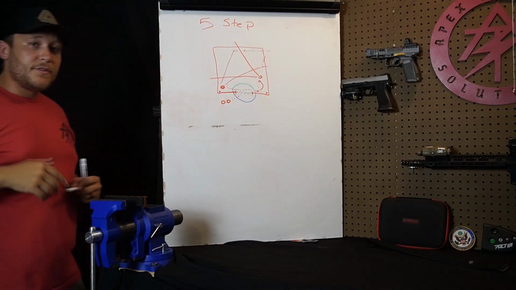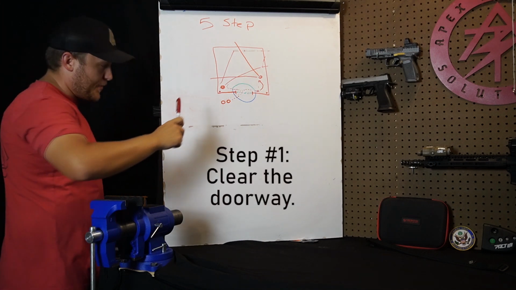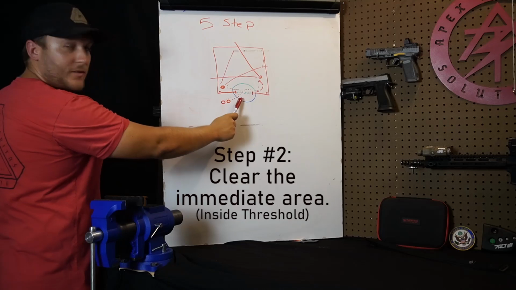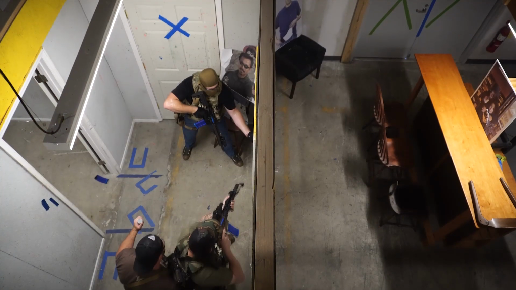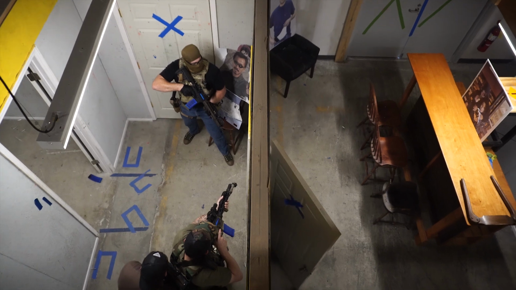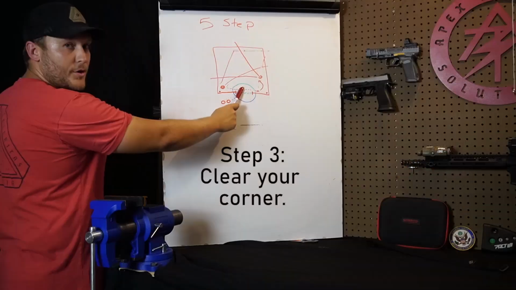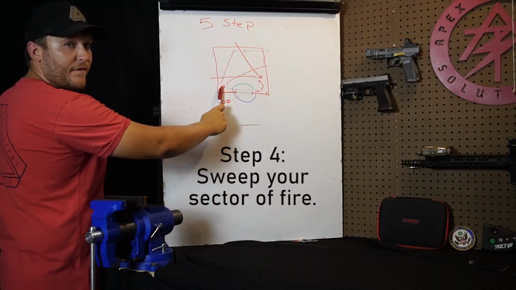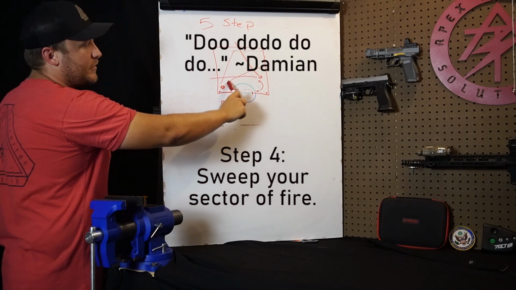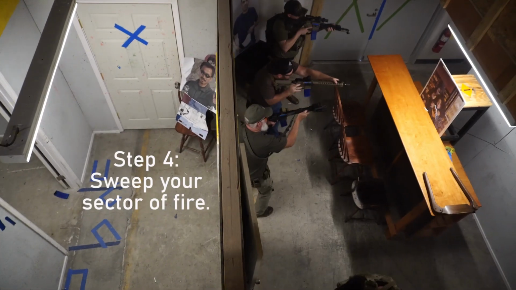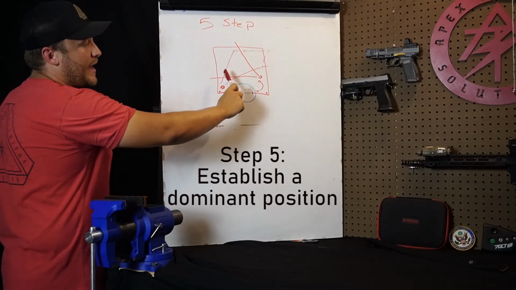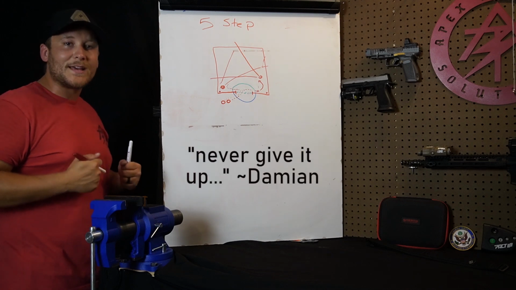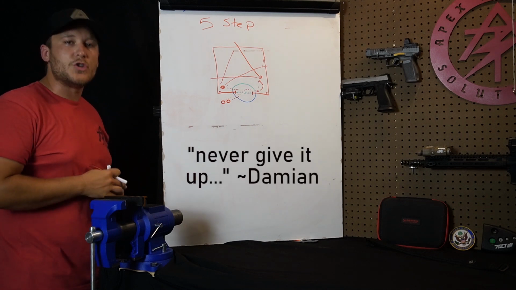We're gonna go back through the 5 steps, right? First step is to clear this doorway. Second step, clearing your immediate area. Third step, clear your corner. Move. Fourth step is sweeping that sector of fire. And that fifth step is going to be to establish your dominant position, and that is the point you never want to give up when you're inside of a home or a structure doing CQB.